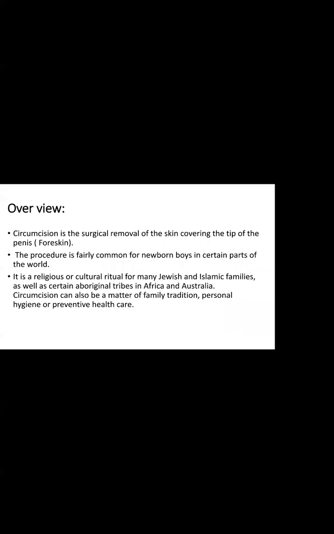It is fairly common for newborns in certain parts of the world. It is a religious or cultural ritual for many Jewish and Islamic families, as well as certain Aboriginal tribes in Africa and Australia. It can also be a matter of family tradition, personal hygiene, or preventive health care because it lowers the risk of cancer. So many people do it as a preventive healthcare measure.